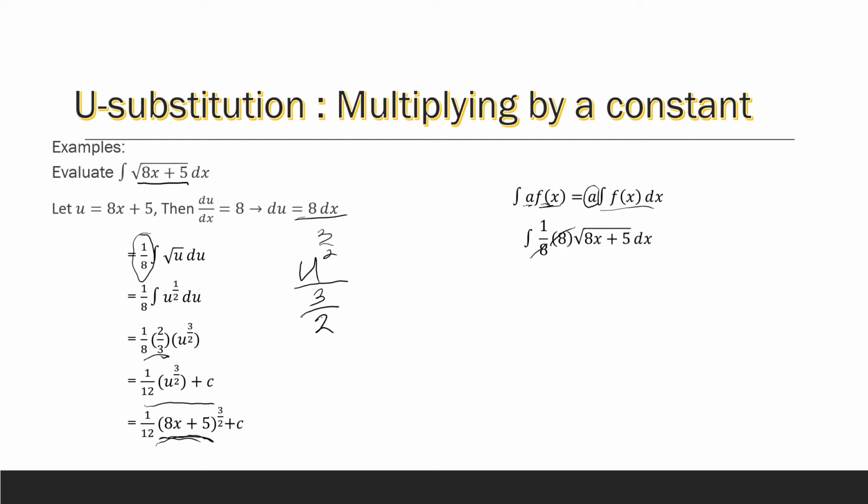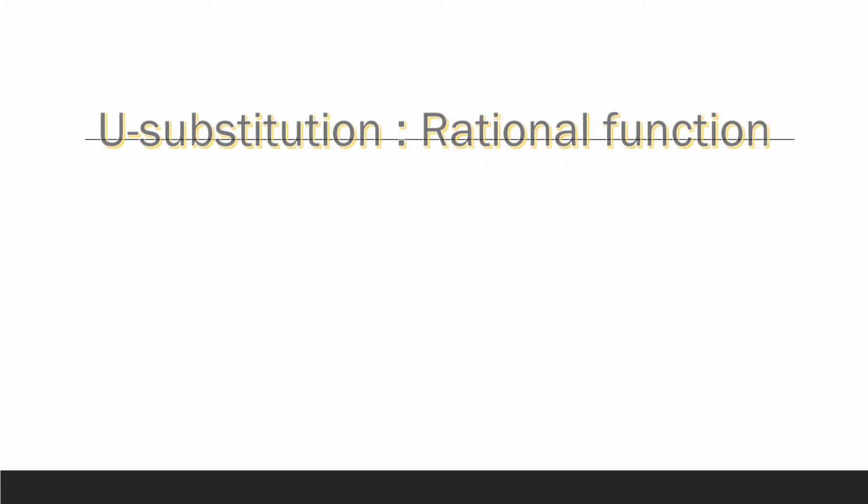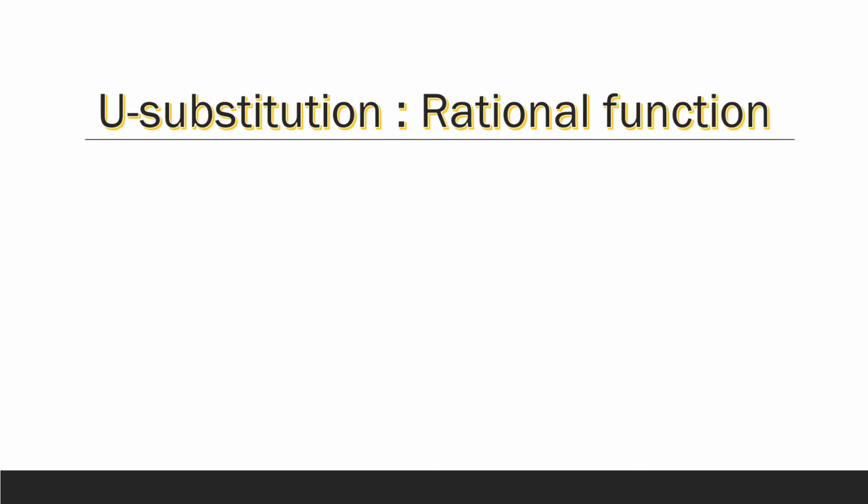8x plus 5. In this slide, we're going to see how to do the u substitution of a rational function. This is the question, and we identify the u and the du. The u is equal to x cubed plus 3, and then du/dx is 3x squared. So we bring the dx to here and we get this.